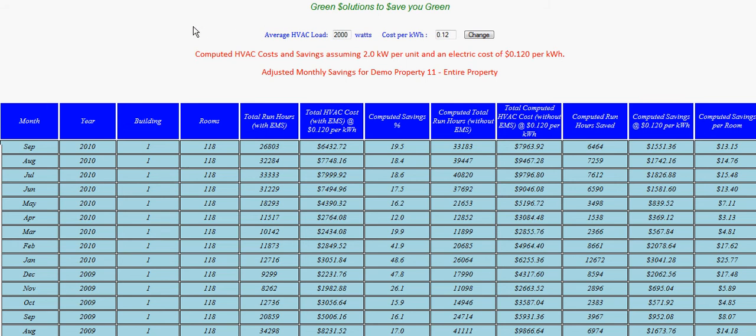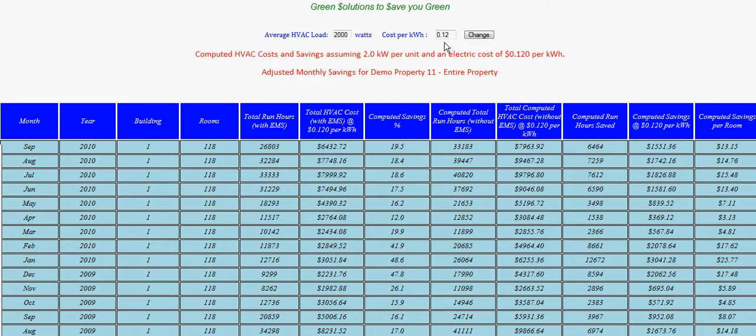This is the adjusted monthly savings report. At the top of the report are two user definable fields. The first is the average electricity load for the HVAC units in each of the rooms. And the second is the average cost per kilowatt hour for the electricity for the property.